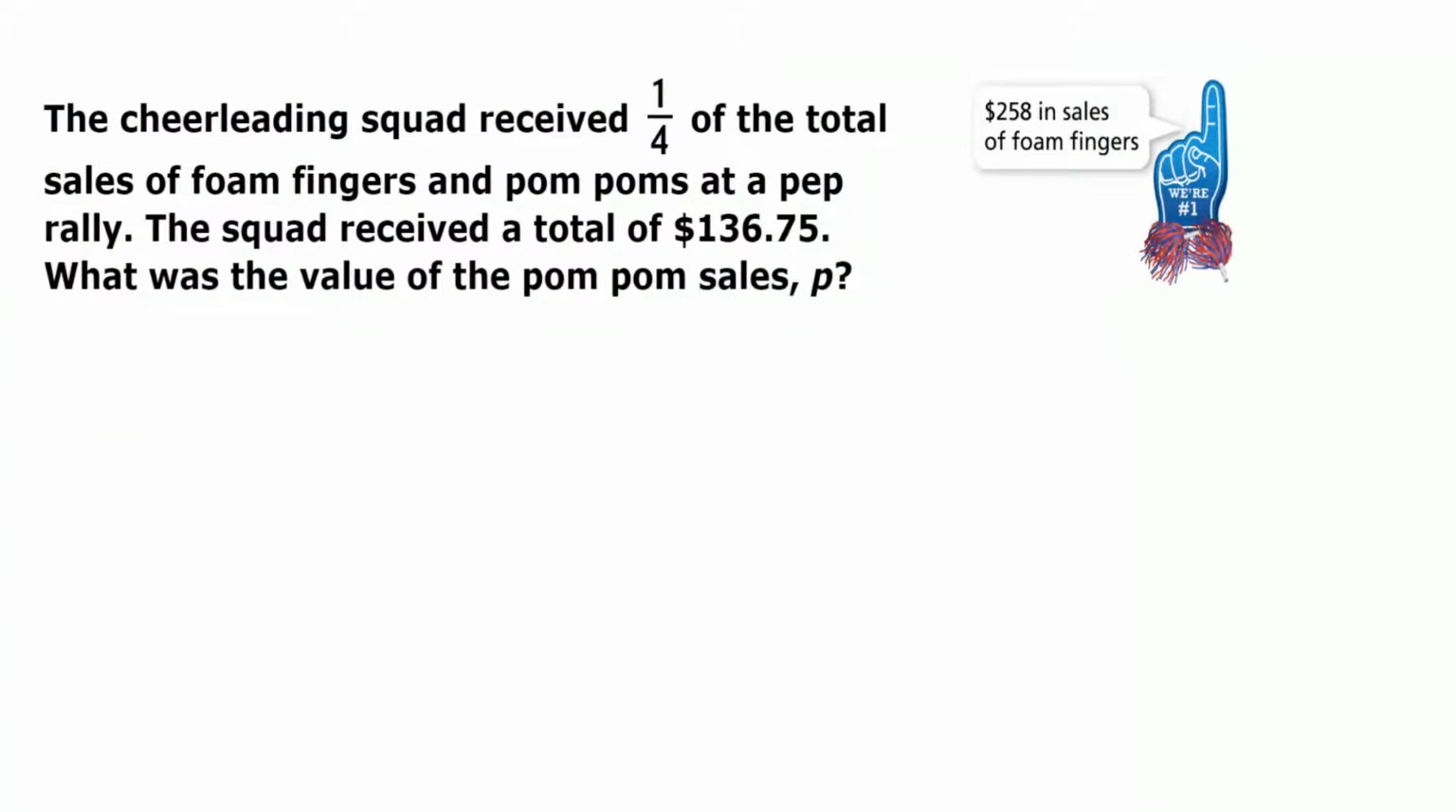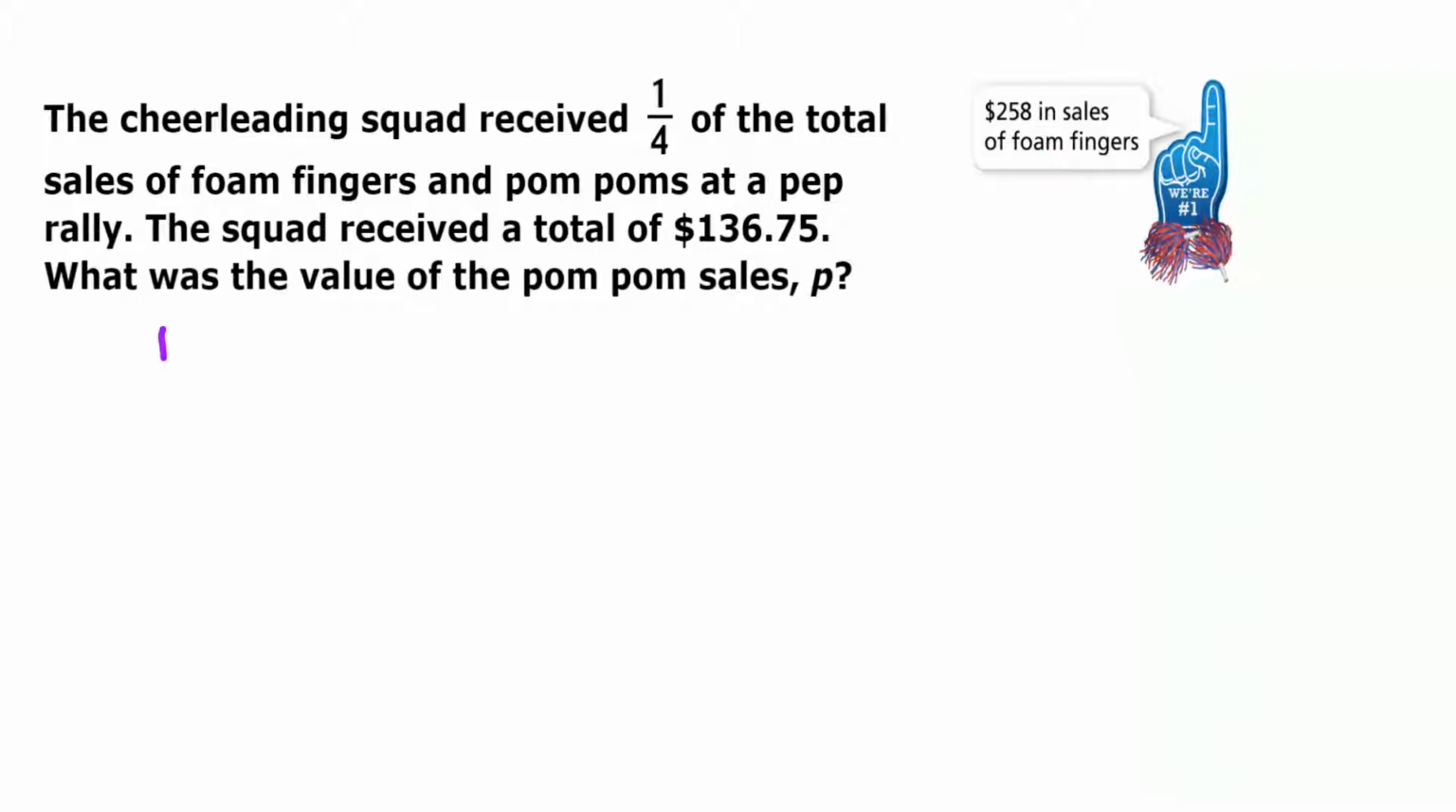Okay, one more word problem, because the word problems are the harder ones. The cheerleading squad received 1/4 of the total sales of foam fingers and pom-poms at a pep rally. The squad received a total of $136.75. What's the value of the pom-pom sales P? It also tells us there was $250 in sales of foam fingers.